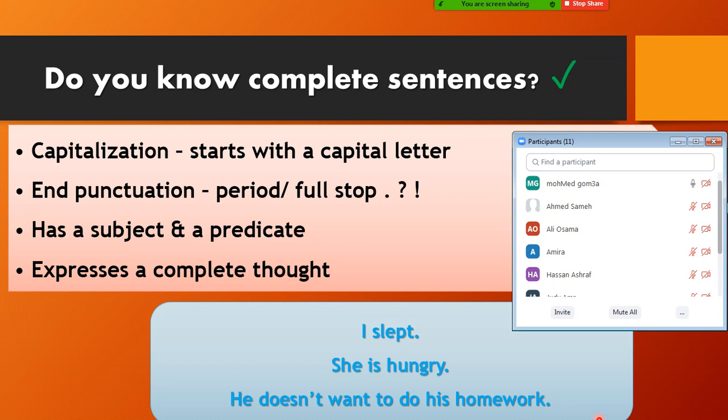Is it the adjective? No. Predicate. Predicate is starting from here: doesn't want to do his homework. This is a predicate. Why are you studying this?